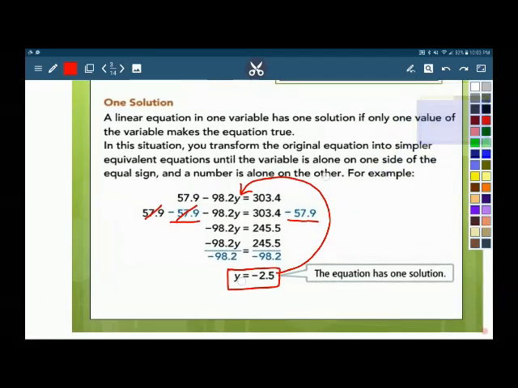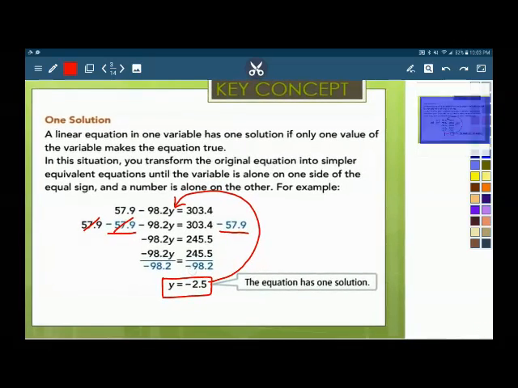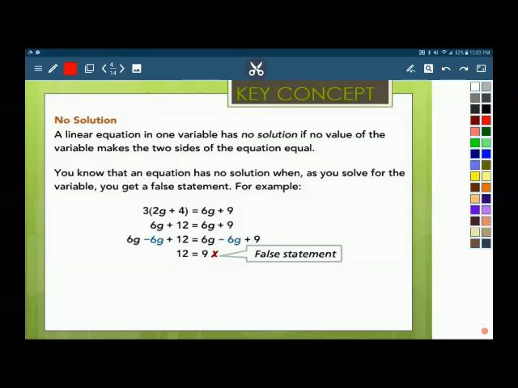Now, not all the time will you be able to solve for the variable. Sometimes when you're trying to solve, the variables will cancel on both sides, and you're left to draw a conclusion based on what is left over. For example, a linear equation in one variable has no solution if no value of the variable makes the two sides of the equation equal.